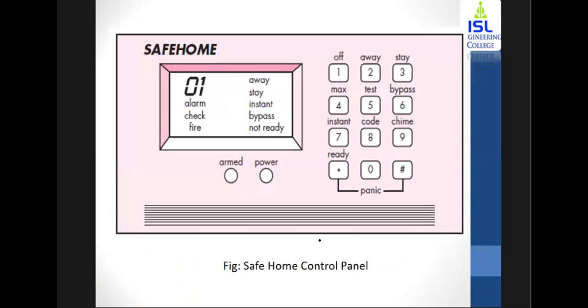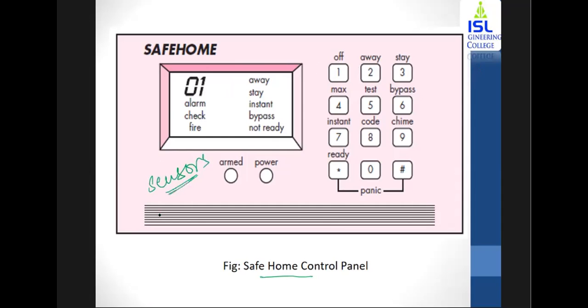Now we'll take an example. This is a safe home control panel. That is a security mechanism that is implemented in homes so that you have maximum security. That is, no one is going to enter your house without entering the valid key. Otherwise, it is going to play an alarm.